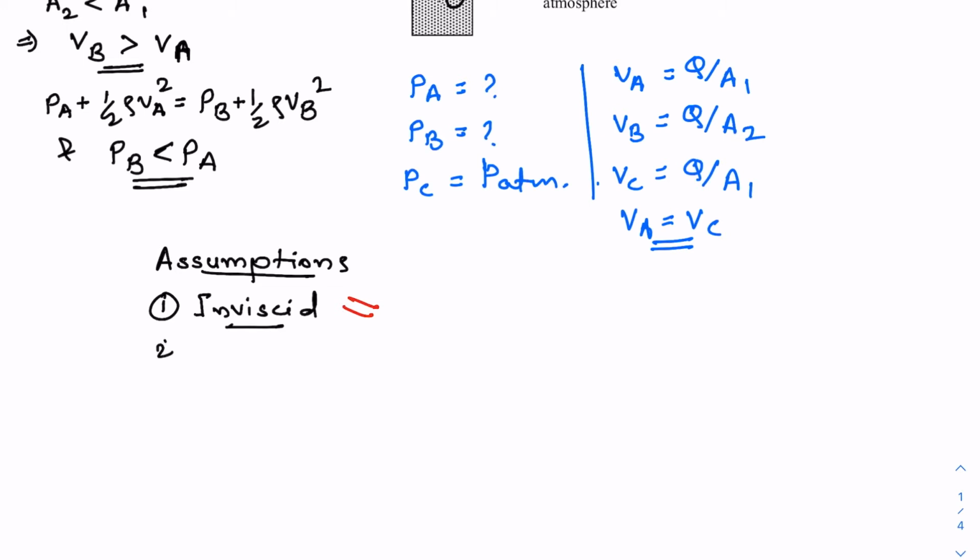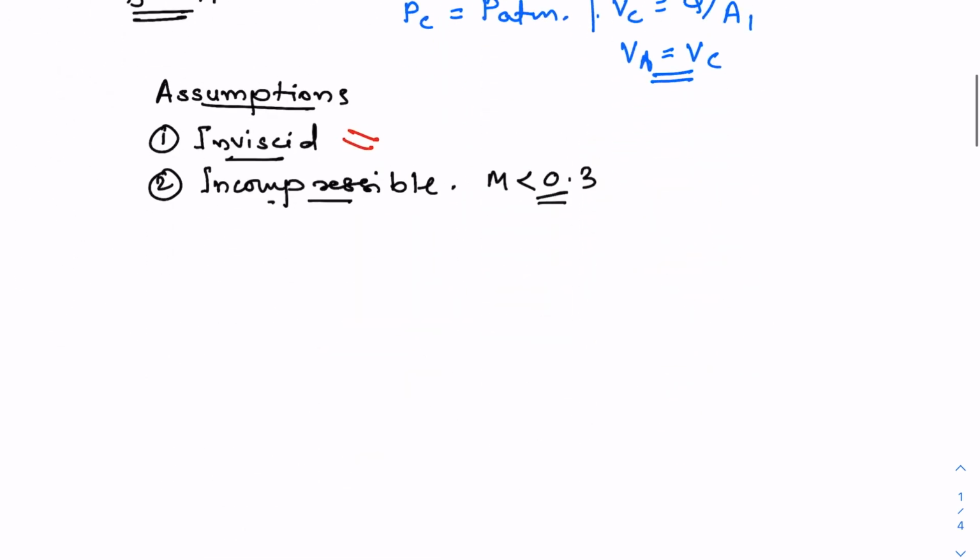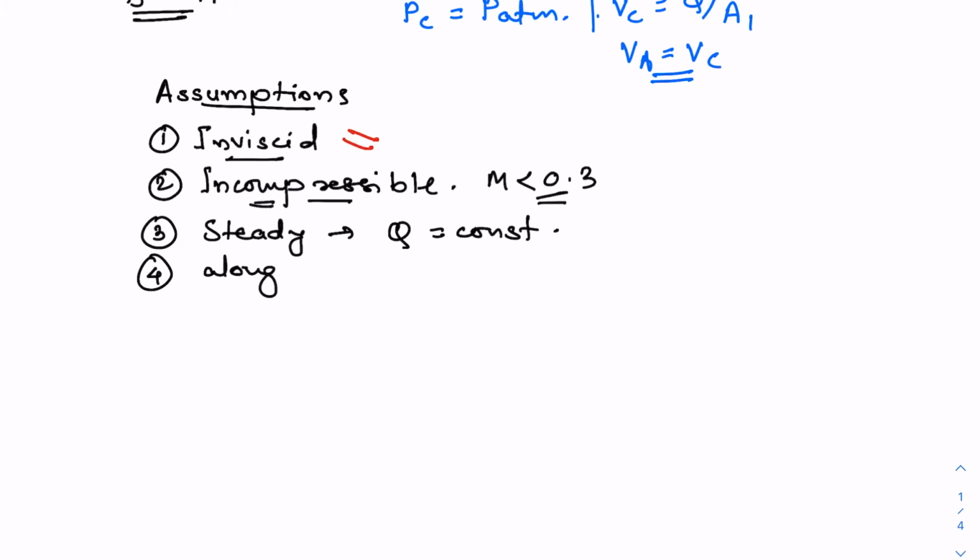Second is incompressible. The flow of air is incompressible if its Mach number is less than 0.3. We will just assume that air is not flowing that fast, so it behaves as an incompressible fluid. Third is steady. This is true because the flow rate Q is a constant. It is not changing with time. So that means we can apply Bernoulli equation along a streamline.